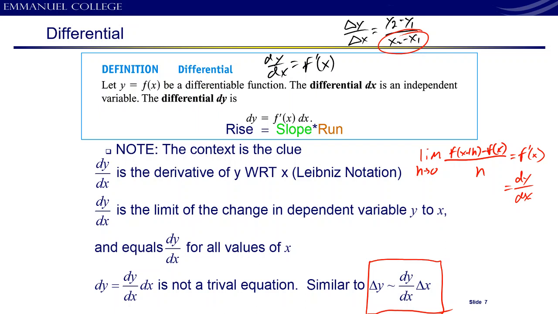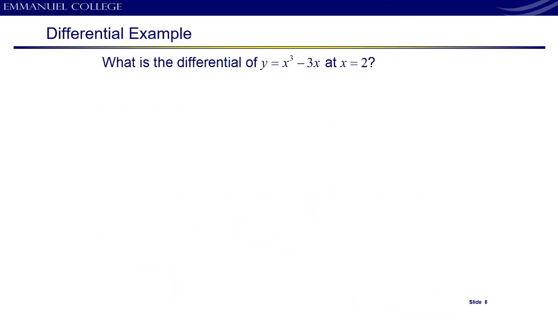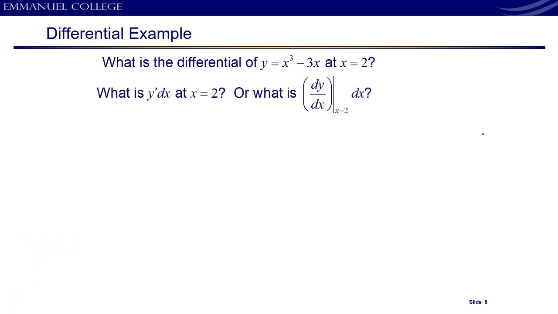And you'll see how they both play in the reason linearization and differentials are paired together. So we'll do our first example. The nice thing is, it's very close to what we did before. In fact, I just went ahead and picked the problem we did before. If I'm asking what's the differential, I'm saying what's y prime dx. And remember y prime could also be f prime of x dx at x equals 2.